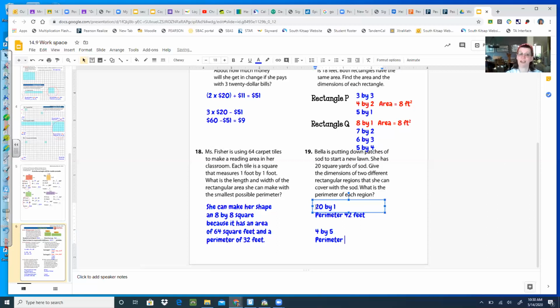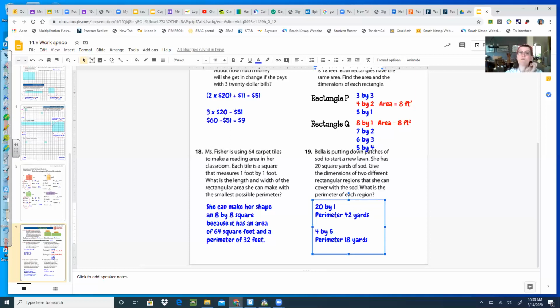So 4 plus 5 is 9. 4 plus 5 is 9. 9 plus 9 is 18. Okay, now did we answer it? Bella is putting down patches of sod to start a new lawn. She has 20 square yards. Oh, those are yards, not feet, so I need to fix that. Yards. So make sure that you write yards. That's why it's a good idea to reread the problem.